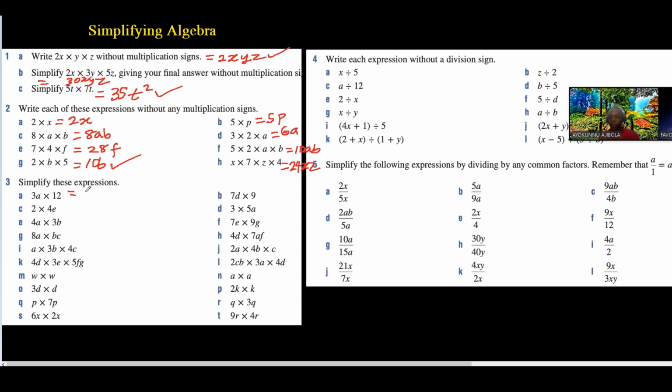So 3 times 12 is 36. We have 36a. Then 4 times 2 is 8. We have 8e. 4 times 3 is 12. We have 12ab. 8 times abc, that is 8abc.